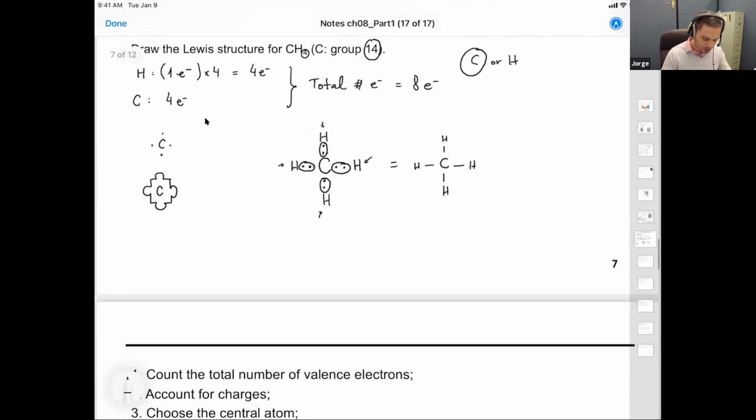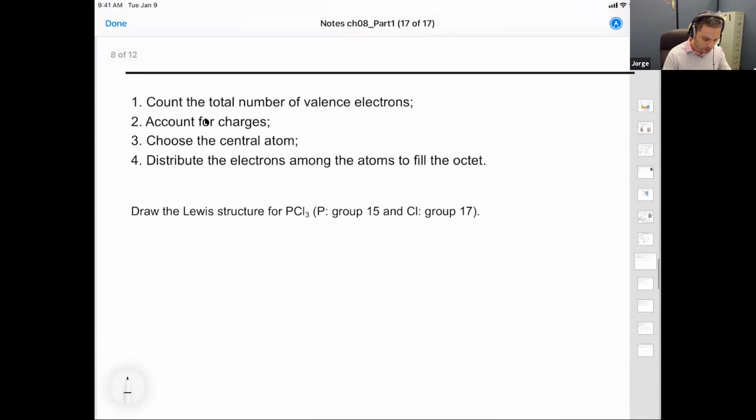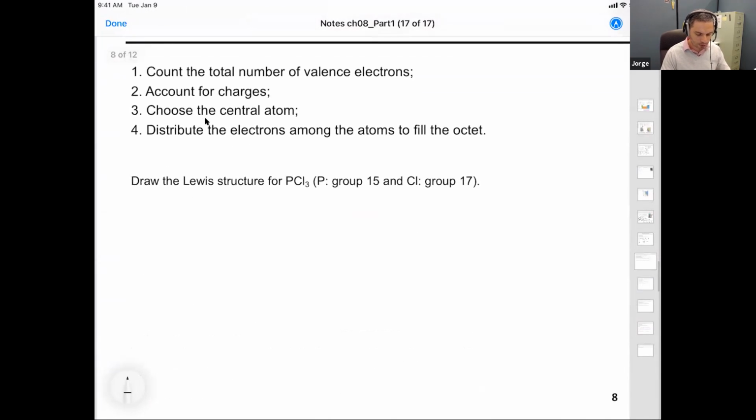Okay, so let's move on. And I would like to go with you for a second example. So now we have a more complex system here, PCl3. Phosphorus is from the group 15 and chlorine is from the group 17.